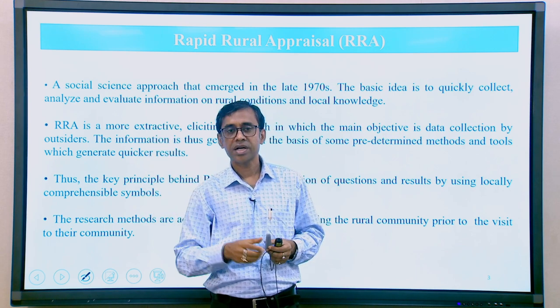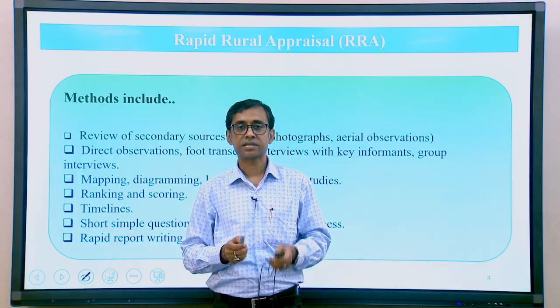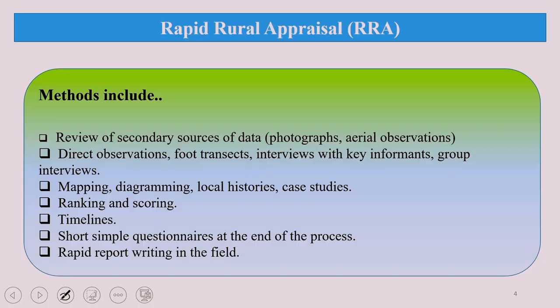Here, in case of RRA, we do not have that legacy. In RRA, you review mostly the secondary sources of data: photographs, statistical data, aerial observations. We also go for direct observation and face-to-face interviews with key informants, maybe one or two. Remember, you do not have much time for RRA. Then you go for quick ranking and scoring, timelines, short simple questionnaires, and then rapid report writing in the field itself, and sometimes we can come back to our base and finish the report.